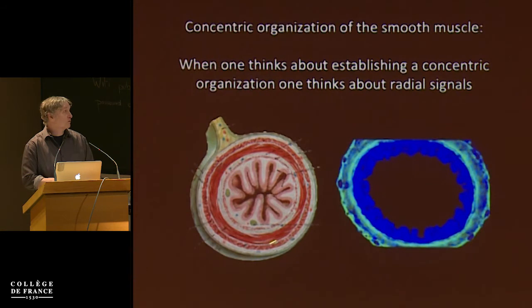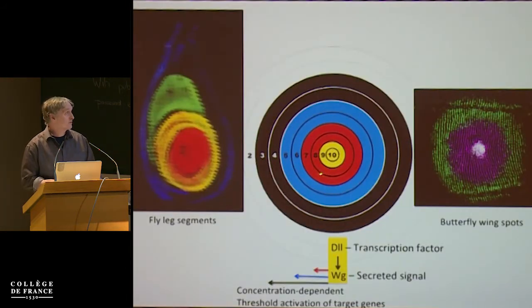These muscle layers are organized sort of like a target, in concentric circles. When you think of concentric organization as a developmental biologist, one thinks of radial signals. For example, in the fly imaginal disc for the wing pattern, and this is an oversimplified version of the story, fly people, please don't jump on me, essentially you have a signal in the center, wingless, that acts like a morphogen: at different distances from the source of the signal, you get different stripes.